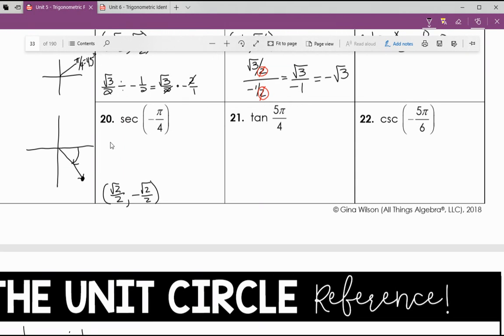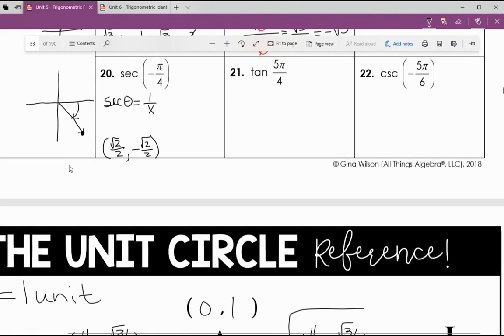Now, secant of any angle is 1 over x. Do y'all agree? All right. So I'm going to take x and I'm simply going to flip it. Now that's a shortcut. When you have 1 over x, I can just simply take the x value and flip it. And I'll show you the math behind that shortcut.